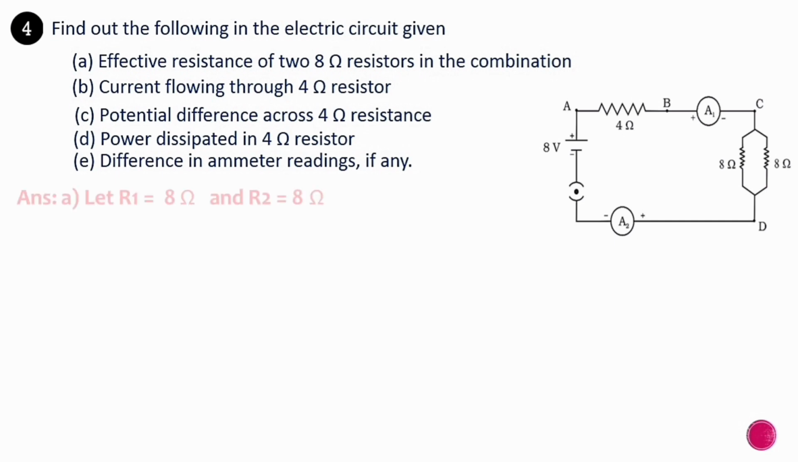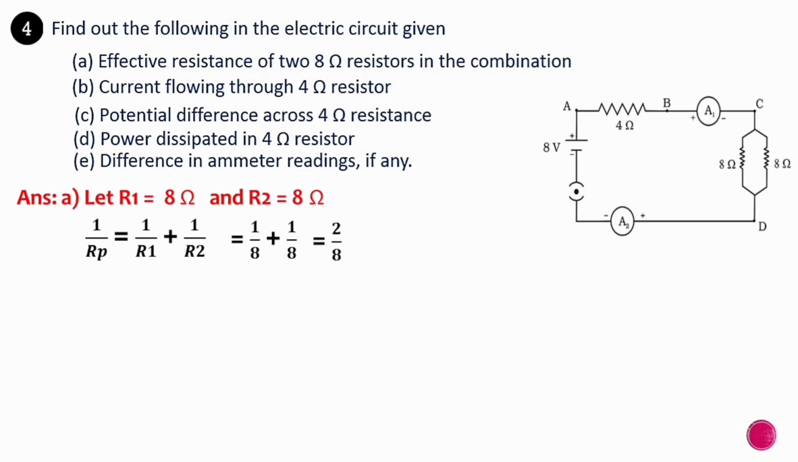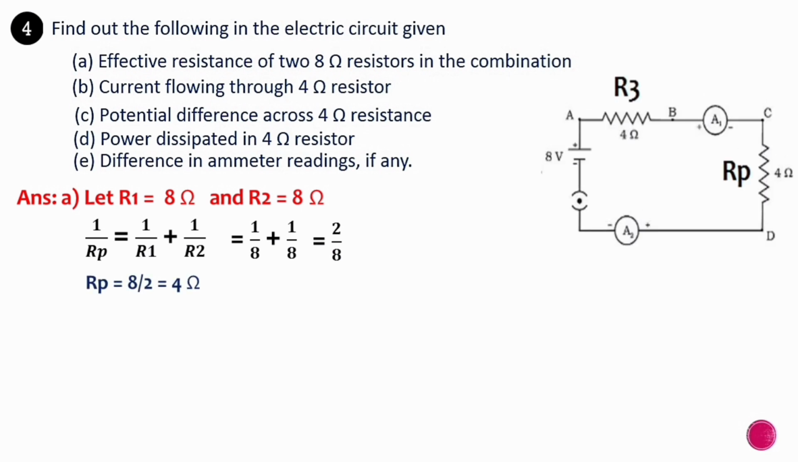Let's name the resistances. Let R1 be 8 ohm and R2 be 8 ohm. Both these resistors are connected in parallel. So the effective resistance will be 1 by Rp equal to 1 by R1 plus 1 by R2, which is 1 by 8 plus 1 by 8, that is 2 by 8. So Rp equal to 8 by 2, which is 4 ohm. Second question, current flowing through the 4 ohm resistor.